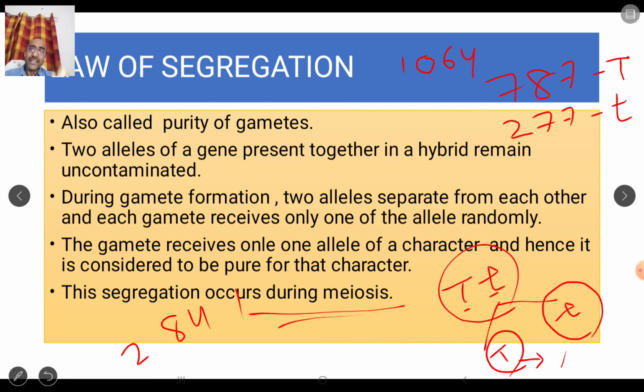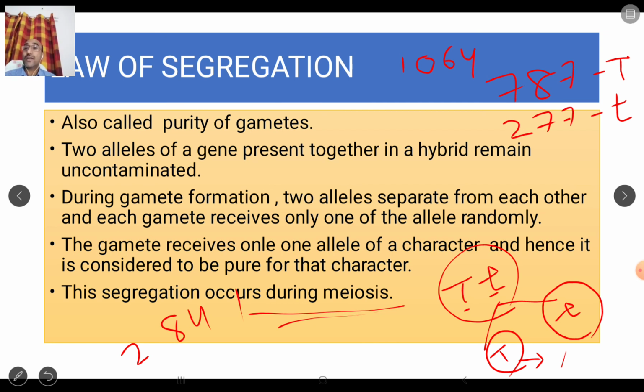Now when similar monohybrid crosses were made by taking into account all the 7 pairs of contrasting characters individually, the segregation of dominant and recessive factor was found to be the same, 3 is to 1. So from the above, it was concluded that the pair of parental factors separate, and that one factor is present in each gamete, which shows the law of segregation. So this is what the law of segregation is.